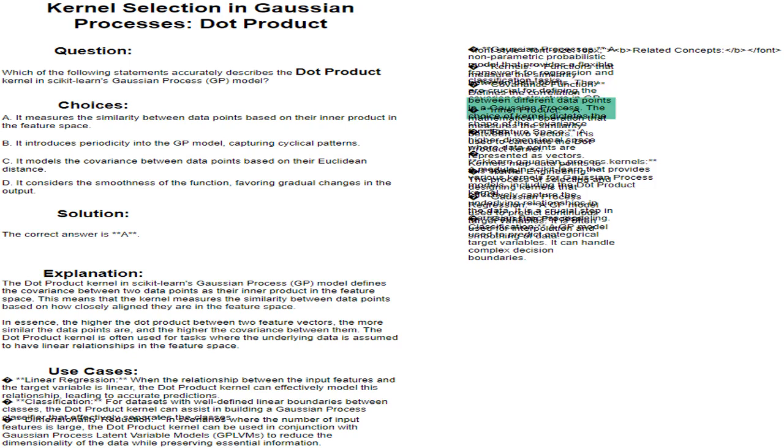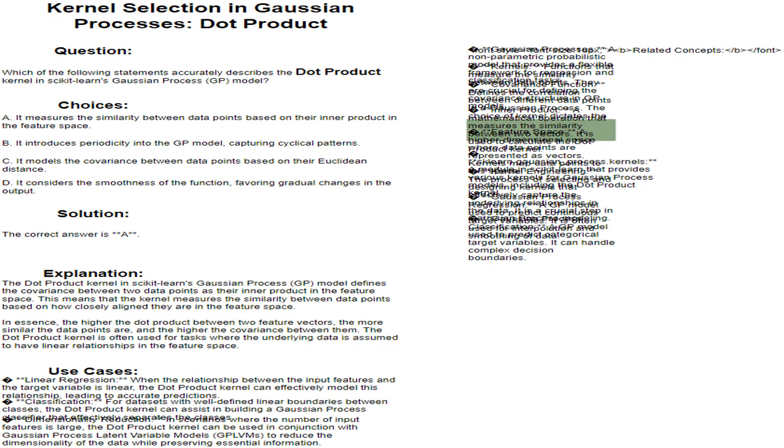Covariance function. It defines the correlation between different data points in a Gaussian process. The choice of kernel dictates the shape of the covariance function. In financial modeling, the covariance function can be used to understand how the prices of different stocks move together.